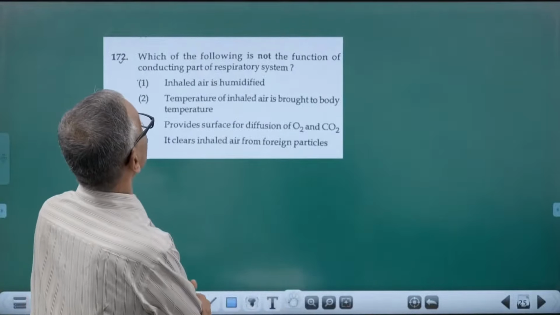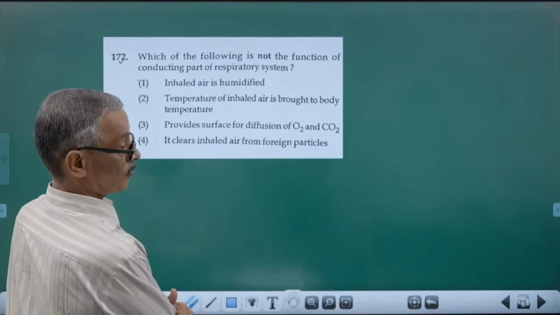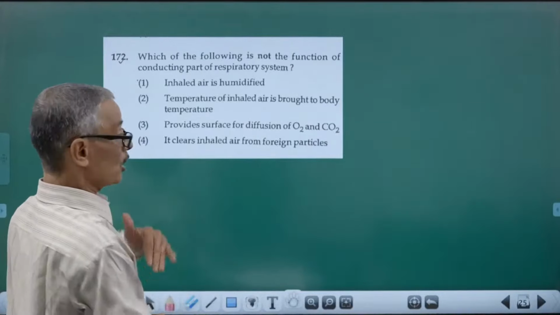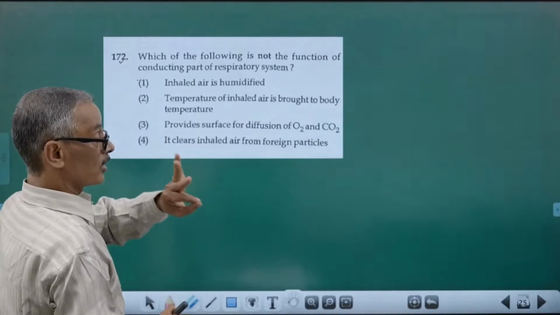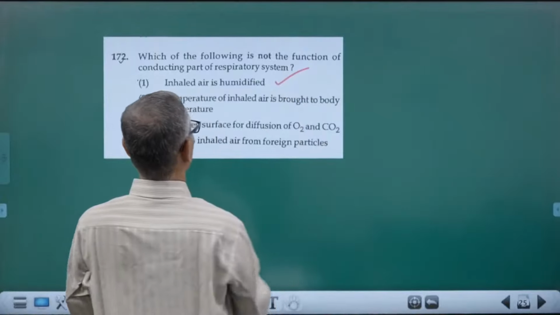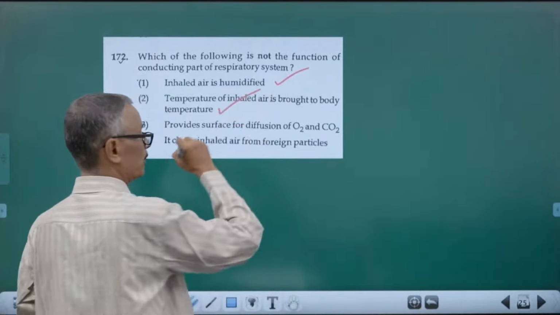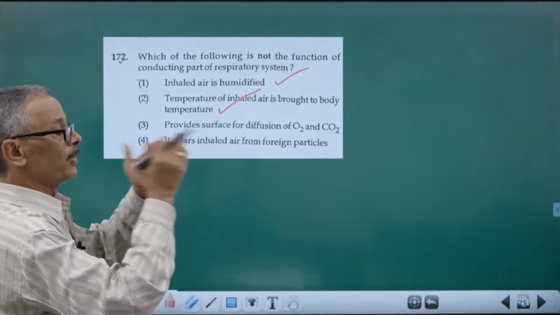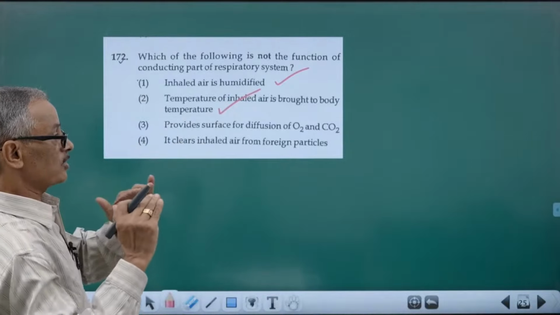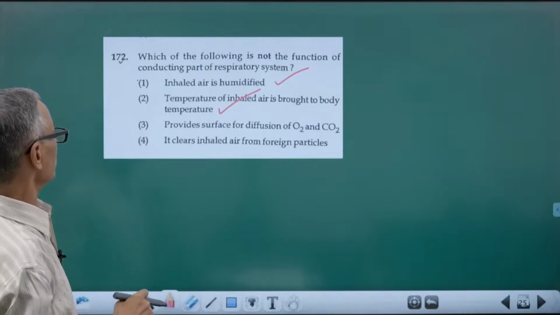Which of the following is not a function of the conducting part of the respiratory system? The conducting part has 3 important functions. They are humidifying the air, and keeping the temperature increased, bringing it to the body temperature. The air we are all inhaling is brought to the body temperature.